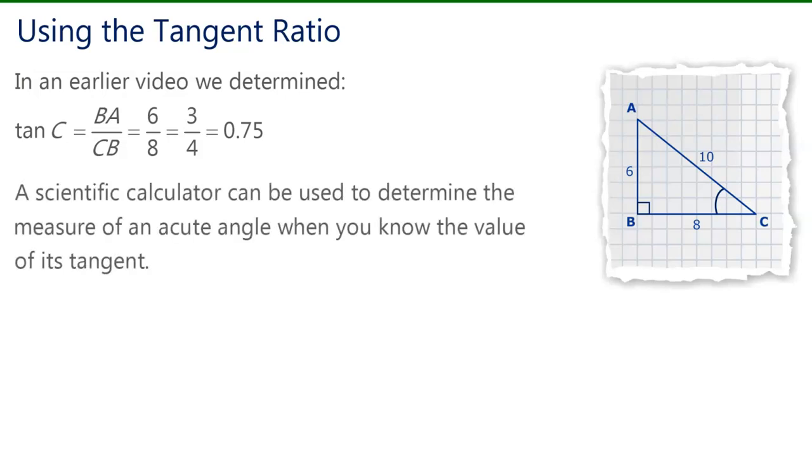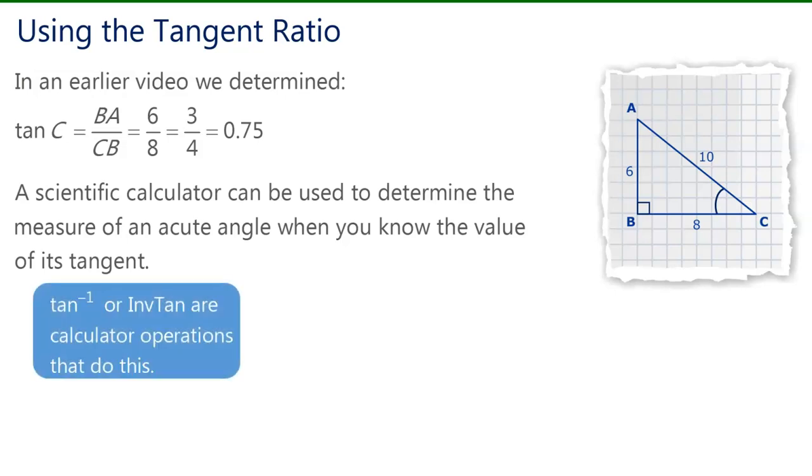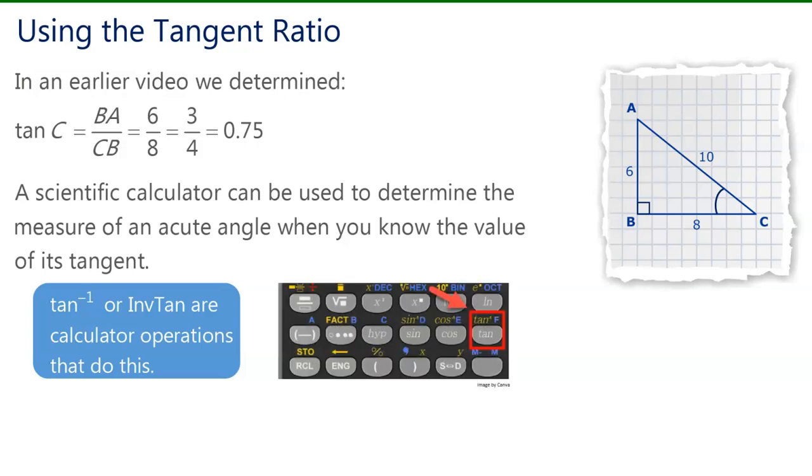A scientific calculator can be used to determine the measure of an acute angle when you know the value of its tangent. The inverse tan, or tan to the negative 1, are calculator operations that do this. You can see this in the button on the right, framed in red. You'll see a tan with a little negative 1, right above the tan button.